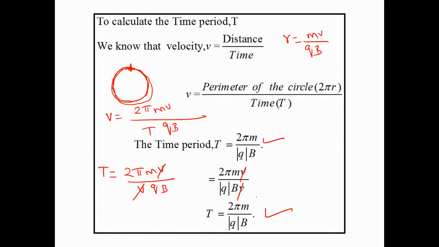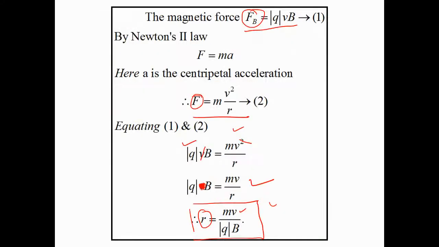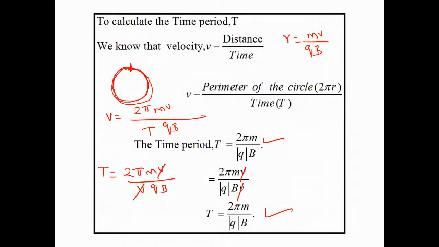That means if you want to get the time period value, you need the radius. Where did we get all these formulas? With the help of the centripetal force and the magnetic force equation. When you compare these two equations one by one, we will get it easily.